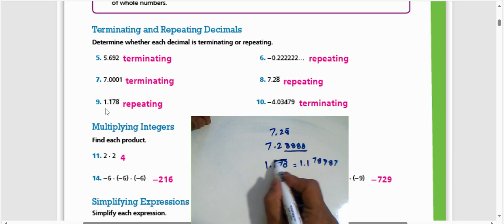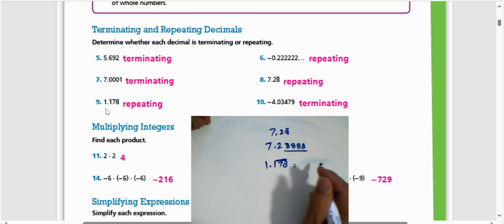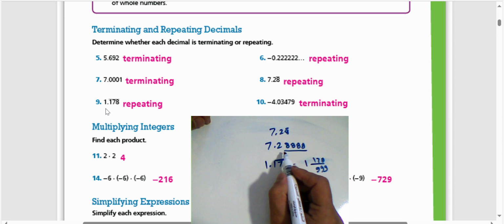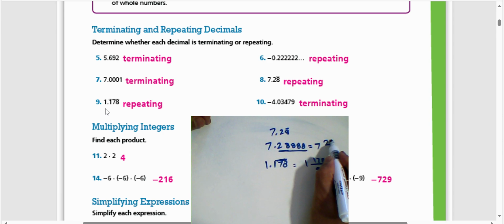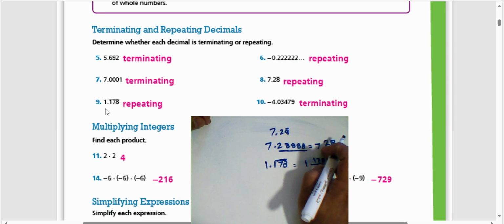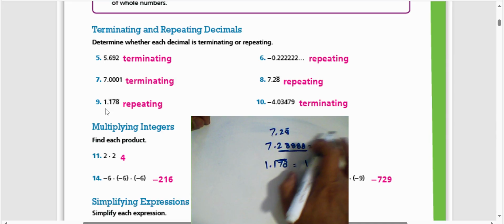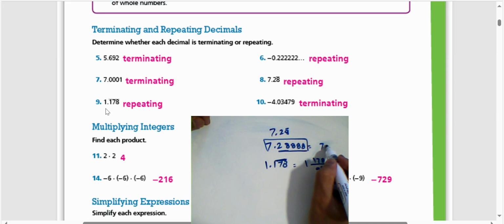Okay, we have this number, it means this number divided by 990, and this number also repeating. We can write 7 and 28, where the number with the repeating bar goes, so we can write this number divided by 99. This number was repeating, 7.28 repeating.